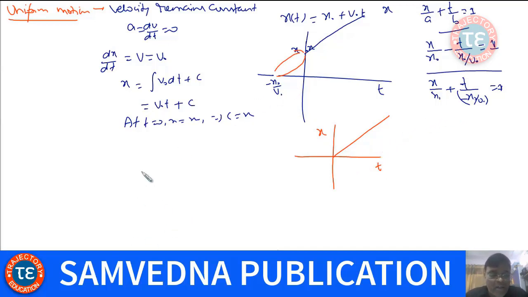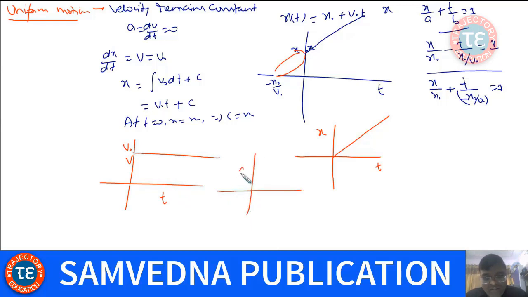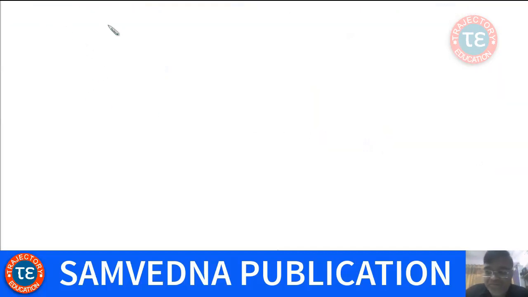Get your point? And velocity versus time. Velocity remains constant at v naught. This will be the graph. And acceleration versus time. Acceleration is 0. This will be the graph. Acceleration is 0, so acceleration will be lying on the time axis. A is 0. V is v naught. Right. So this is about uniform motion. Now let's take the case of uniformly accelerated motion.